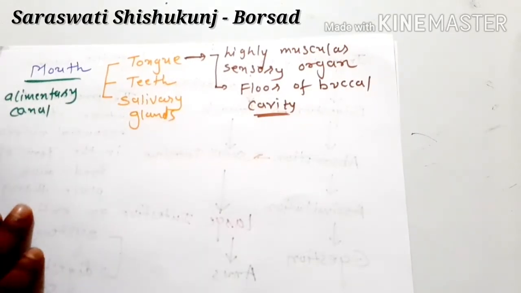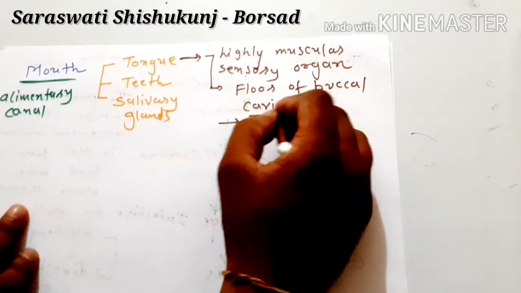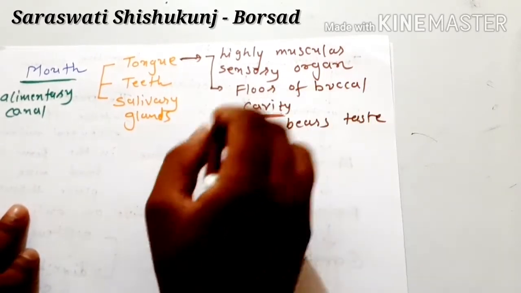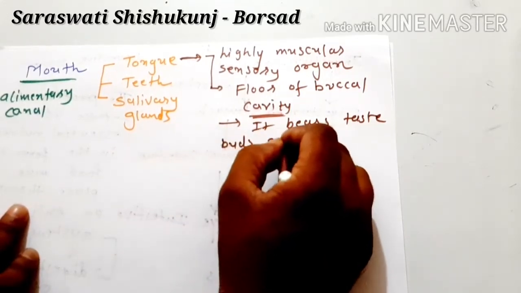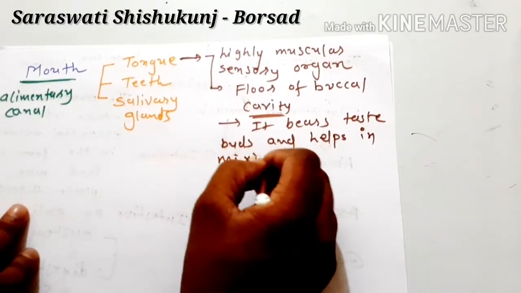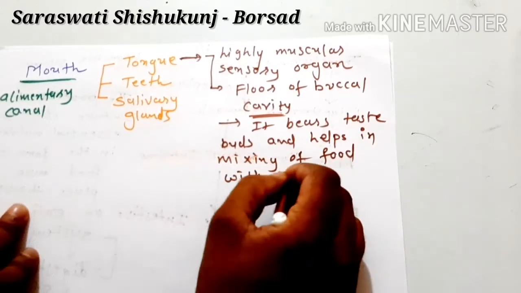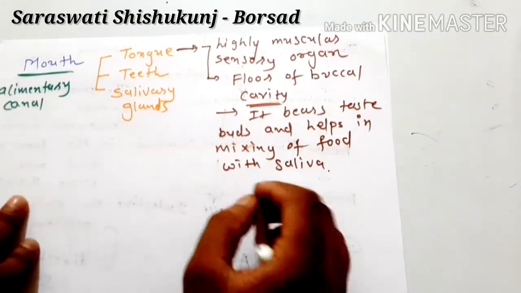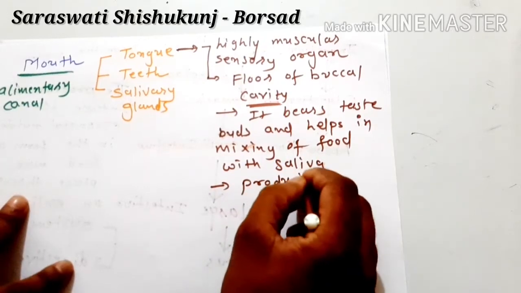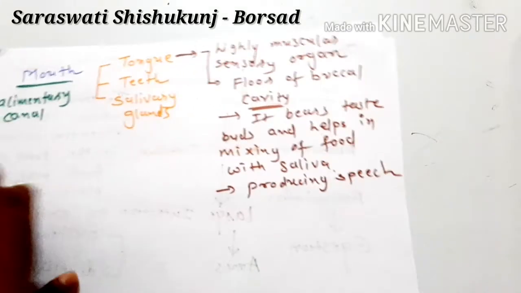Now what is the function of this tongue? We also know very well what the tongue does. It bears taste buds and helps in mixing of food with saliva. It is also helpful in producing speech. So this way our tongue helps us.